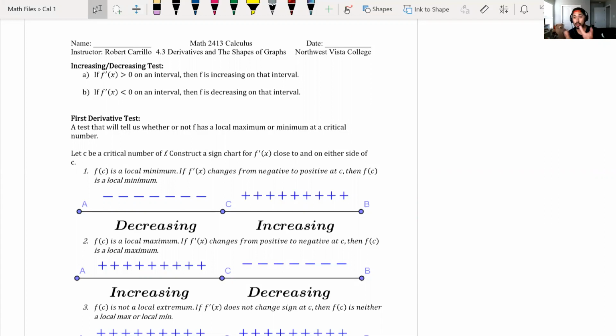We will then combine all of that to help us graph a function based off of the characteristics of the first derivative and the second derivative. So let's get started.